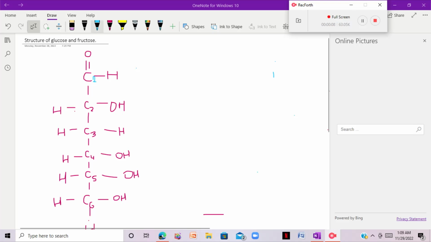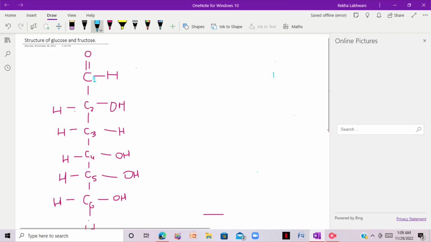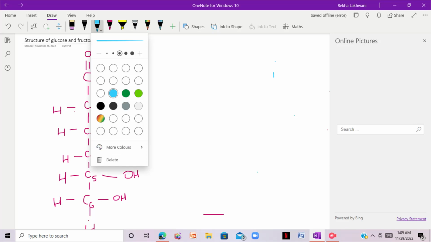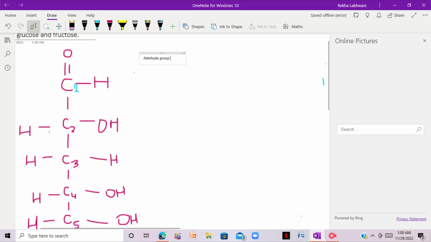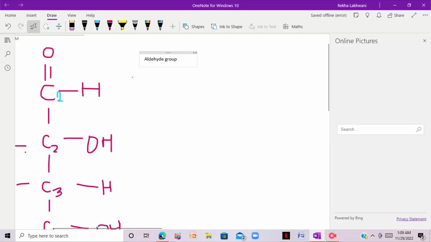So today we will be looking into the structure of glucose and fructose. Here you have the structure of glucose. Glucose has the aldehyde group. The aldehyde group is known as C double bond O, with hydrogen, H, on one side and R on the other side. So this group is known as aldehyde, right?